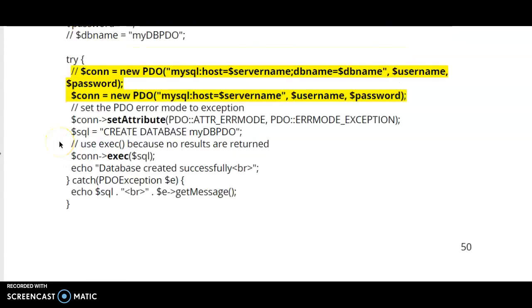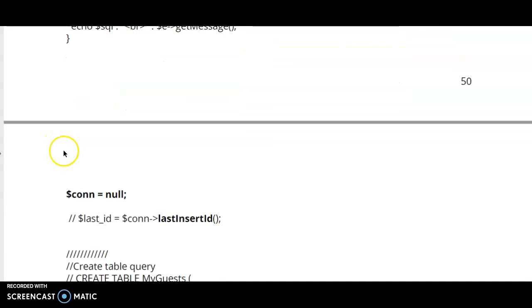For the PDO connection close, the variable is assigned as equal to null. And for the last insert ID, connection object lastInsertId will give the last inserted ID. It is I capital, also ID, I is capital. That gives the last inserted ID.